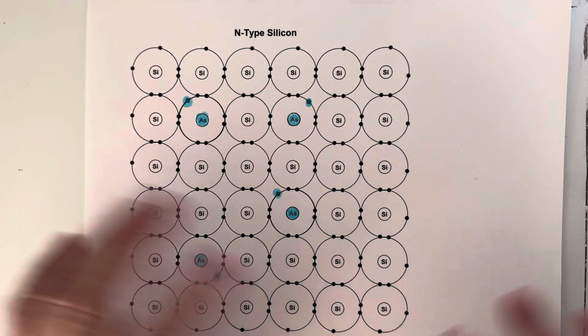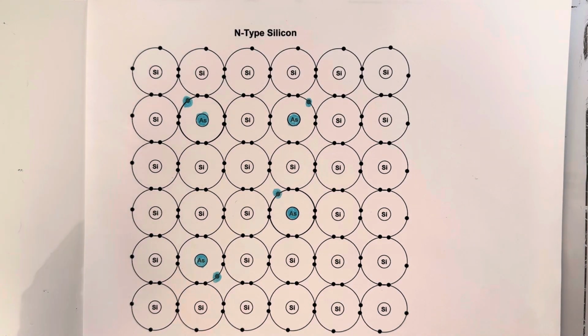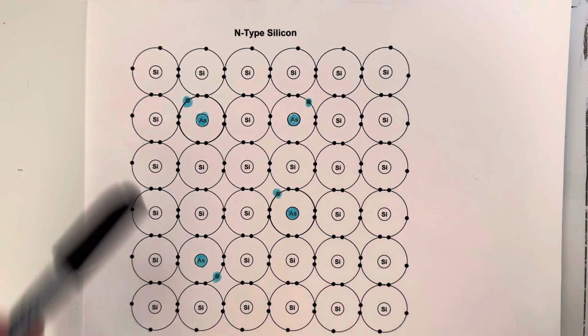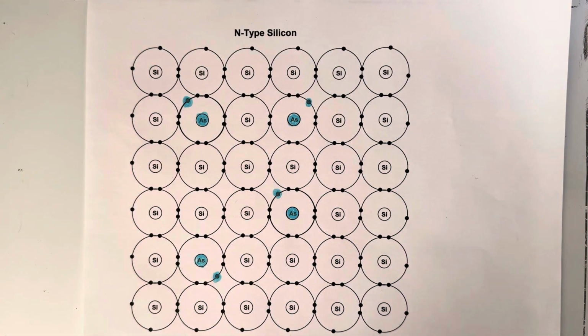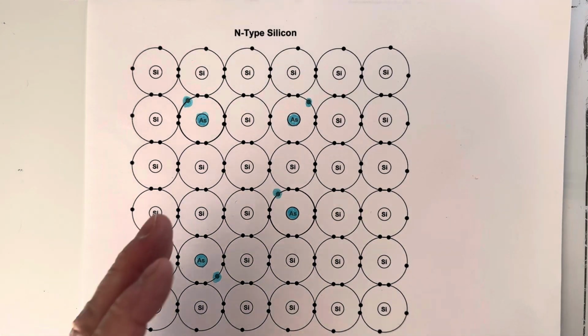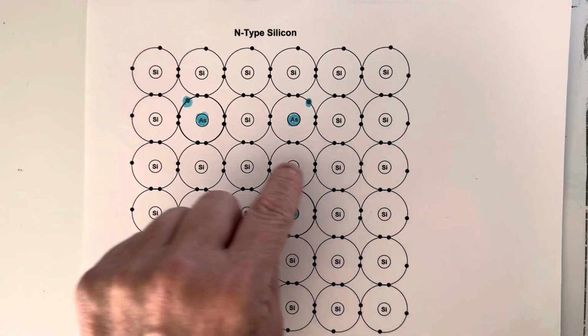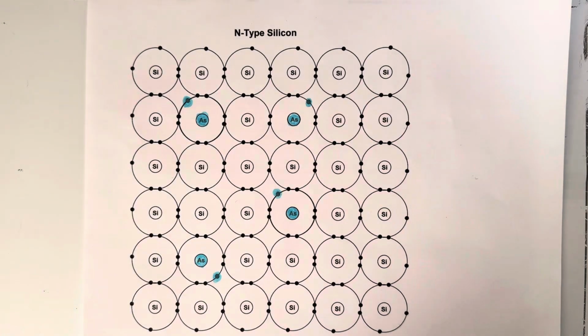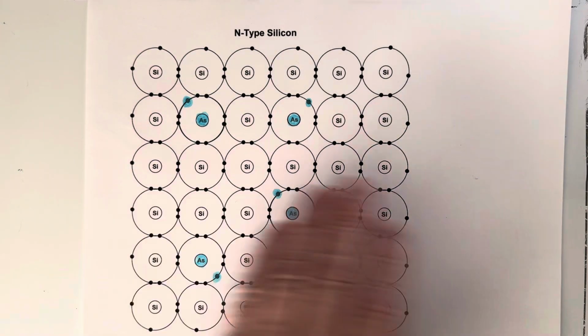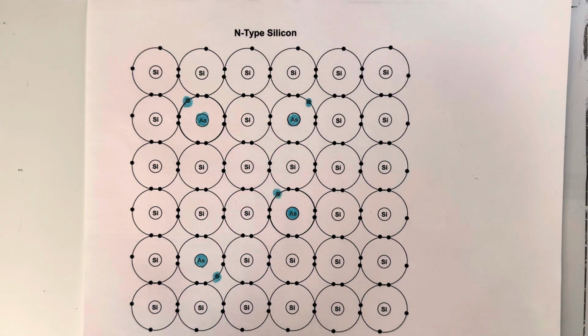Now, again, thermal carriers will be generated too, but not nearly as many as there are these donated electrons. So the thermally generated carriers are called minority carriers. Okay, and they will consist of holes that are formed whenever an electron jumps out of the valence band, and they can propagate through the crystal as charge carriers as well.